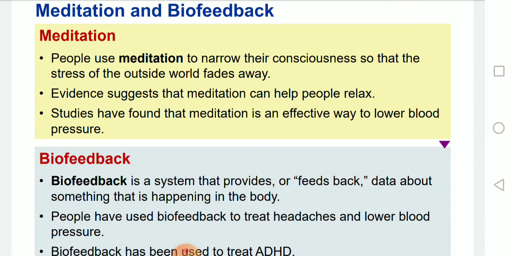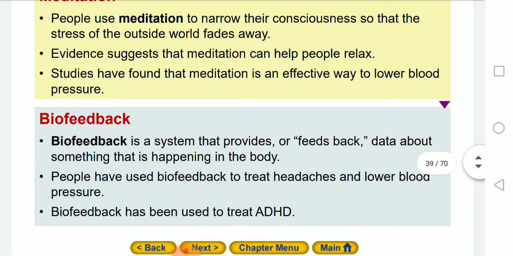Evidence suggests meditation can help people to relax. So I'm helping people to do what? To relax by using meditation. Studies have found that meditation is a very effective way to lower blood pressure also, because you are just relaxing and relaxing, and we know that high pressure comes from stress.